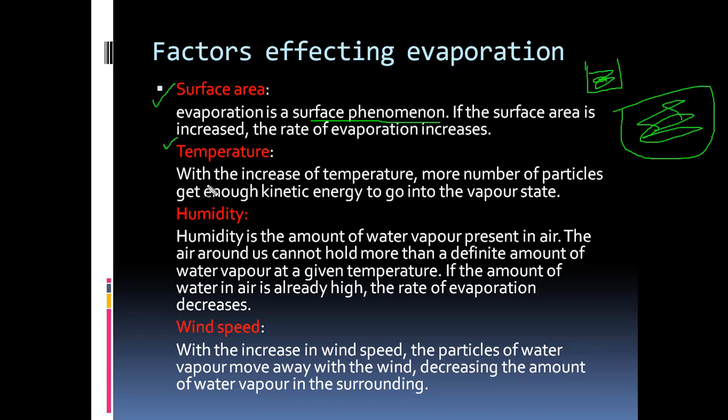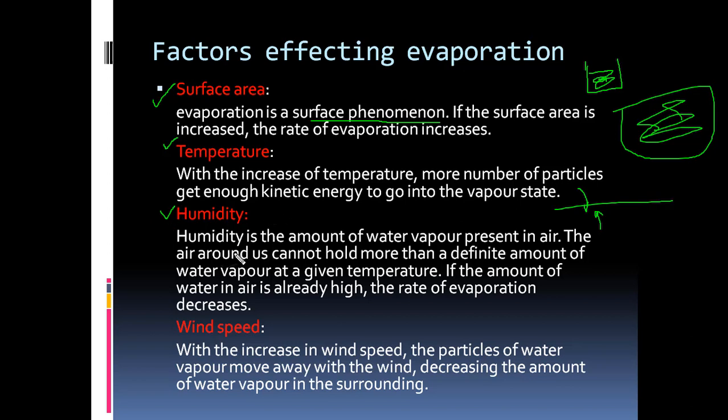Second one is temperature. With the increase in temperature, more number of particles get enough kinetic energy to go into the vapor state. As I explained earlier, this is the first layer of water. So this layer of water is already getting kinetic energy from the air, from its surroundings. Now, as you increase the temperature of the water, they are also getting energized by the given energy. They are getting energy from the air plus you are giving energy. That means they are getting more energy. So the rate of evaporation increases.